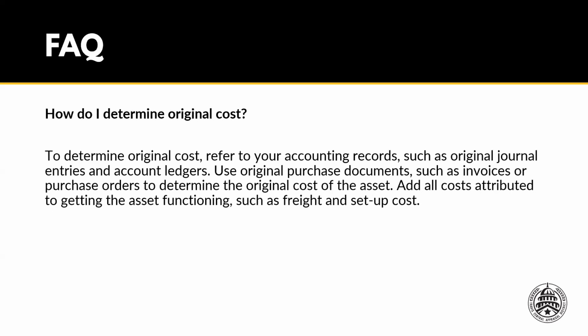How do I determine original cost? To determine original cost, refer to your accounting records, such as original journal entries or account ledgers. Use original purchase documents, such as invoices or purchase orders, to determine the original cost of the asset. Add all costs attributed to getting the asset functioning, such as freight and setup cost.